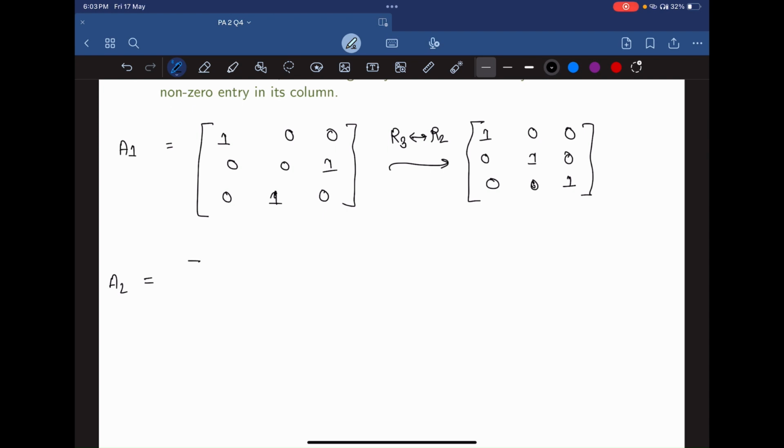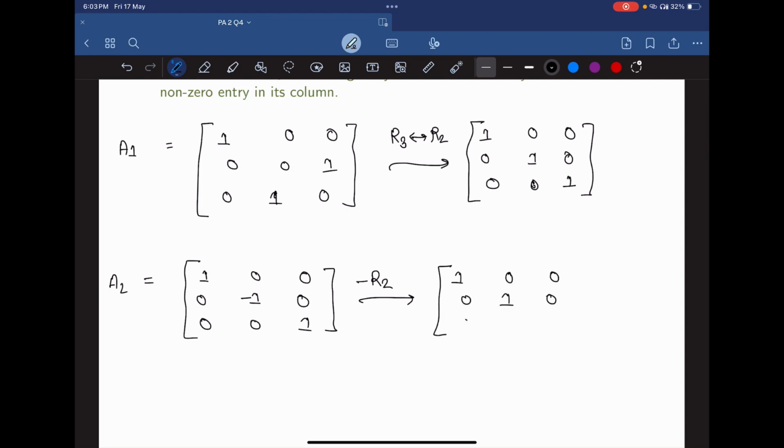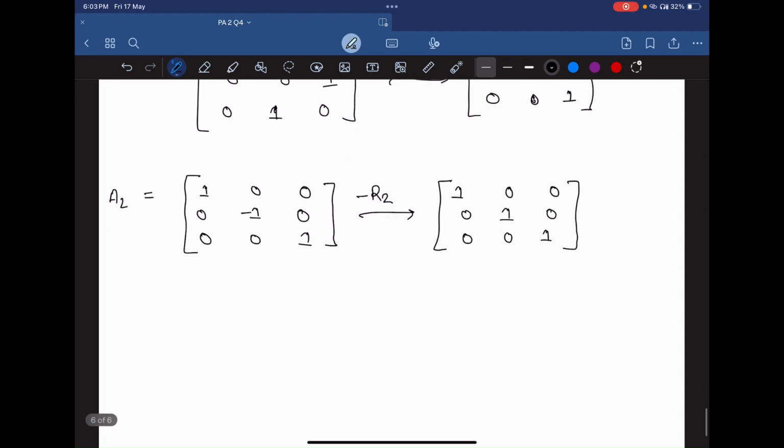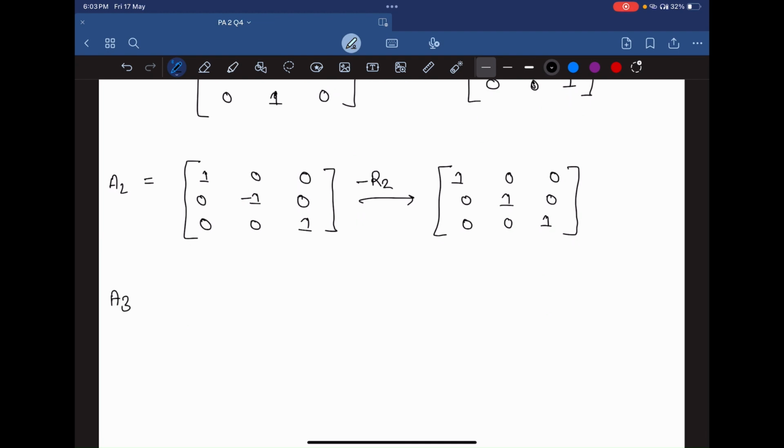For A2, we have 1, 0, 0, 0, negative 1, 0, 0, 0, 1. So we can simply multiply the second row with negative 1 to get the matrix in its reduced row echelon form. Now for the matrix A3, that is 0, 0, negative 1, 1, 0, negative 2, 0, 1, negative 3.